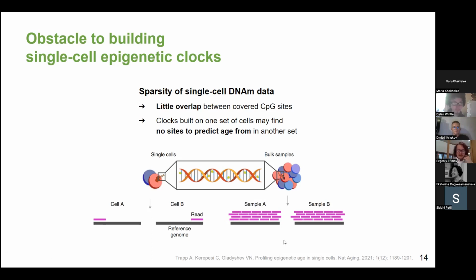And how can we make a machine learning model if our training features and our testing features differ, such as in this case, if we train our clocks on, for example, cell A and test them on cell B, we have nothing to test from. The common machine learning model will likely fail in this case.